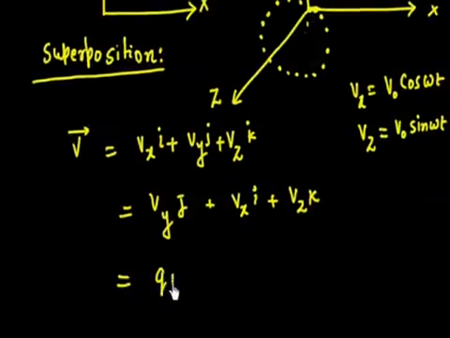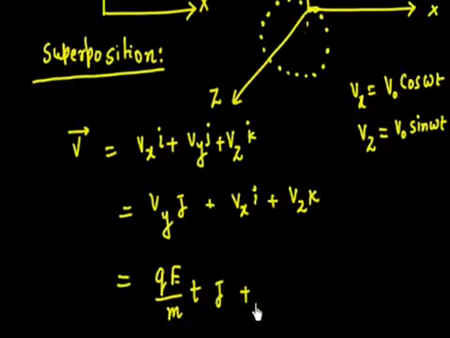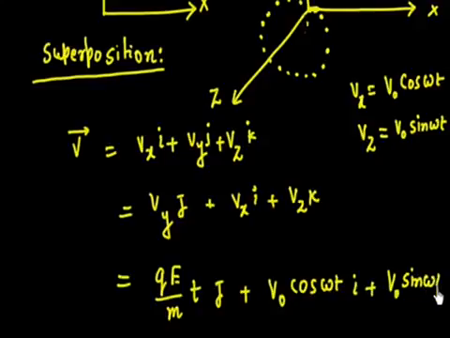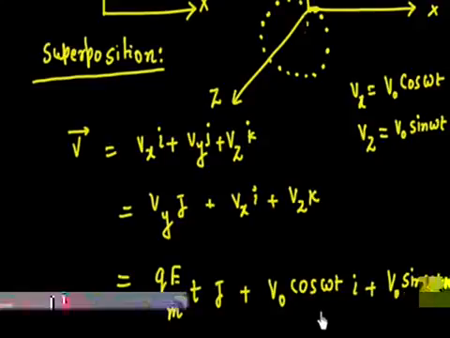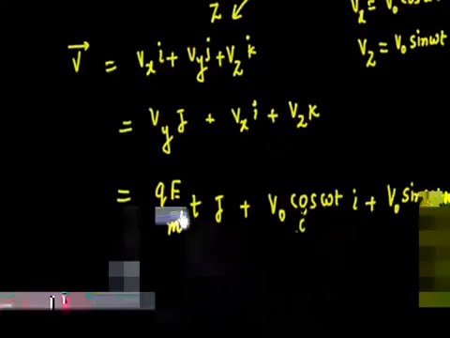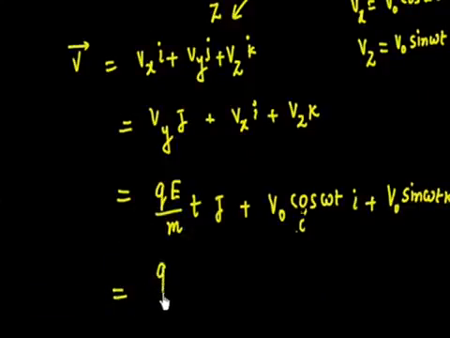So this is Vy j vector, qE by m into t, plus what is Vx? V naught cos omega t, and this is the i vector. What is Vz? V naught sin omega t, and this is the k vector. Now things are easy, and you can basically write the j vector and the E vector. If I multiply E into j, this becomes the E vector. So this is qt by m, and this becomes E into j, that is vector E, so this is a unit vector.